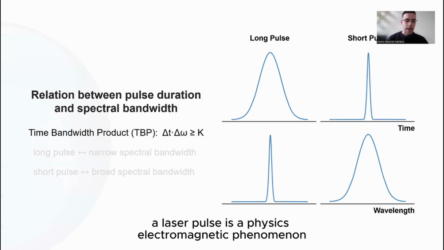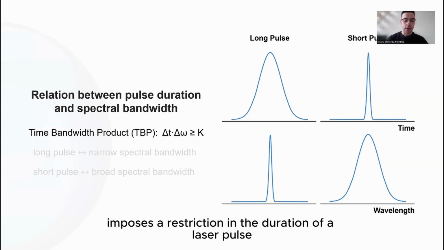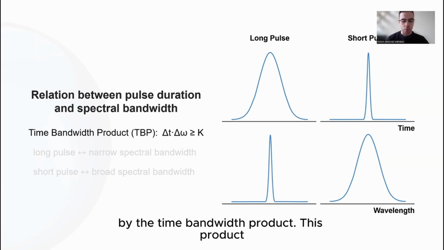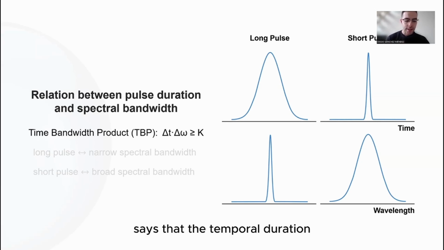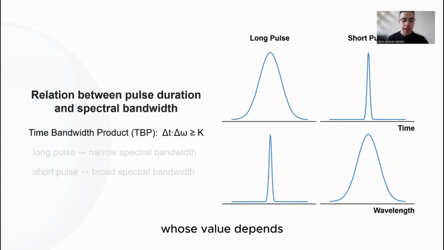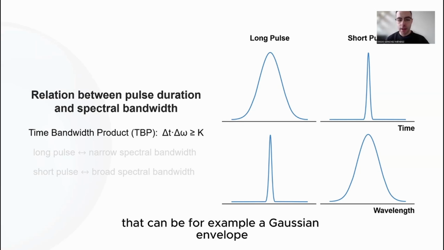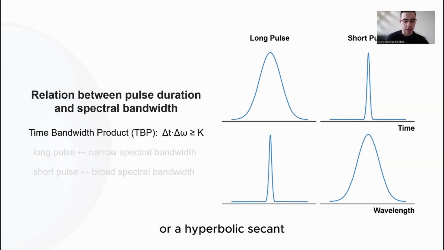So, as we know, a laser pulse is a physical electromagnetic phenomenon that can be described in the spectral domain or in the temporal domain, both connected by the Fourier transform. This connection imposes a restriction on the duration of a laser pulse, which is related to the spectral bandwidth by the time bandwidth product. This product says that the temporal duration multiplied by the spectral bandwidth is always greater than or equal to a constant k, whose value depends on the energy distribution profile of the pulse. That can be, for example, a Gaussian envelope or a hyperbolic secant.